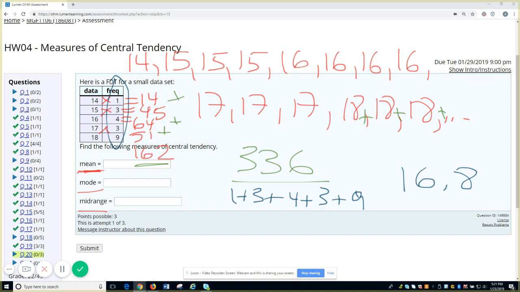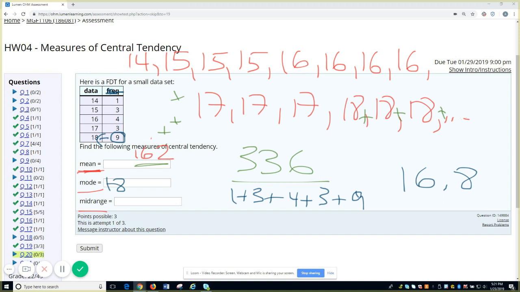All right, now the mode. So going back to our data set, the mode is the most frequently occurring value. And of course, you find the mode by looking at the highest frequency. So the value of 18 is the mode because it occurs the most. It occurs 9 times while everything else occurs less than that. So 18 is your mode.